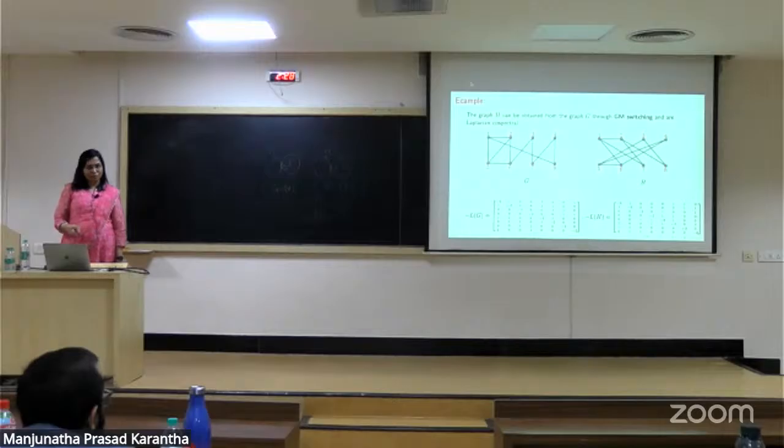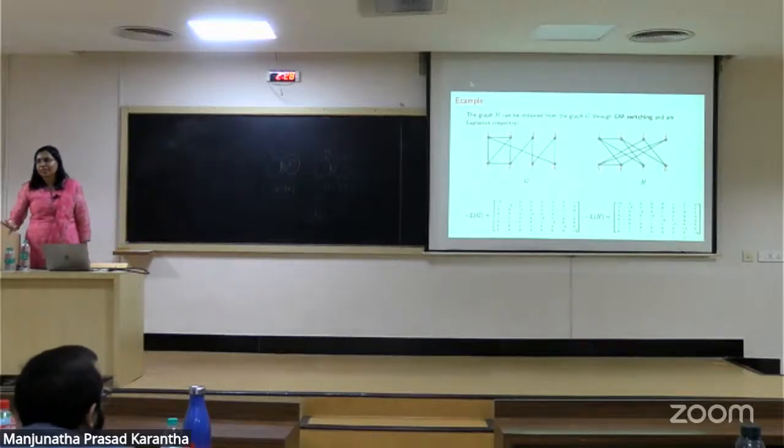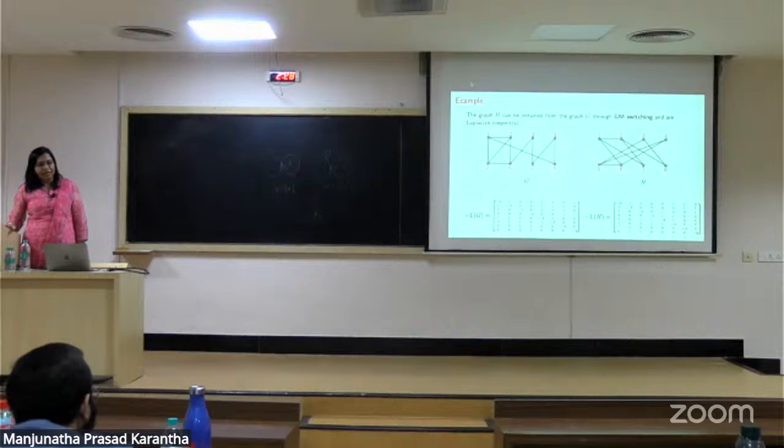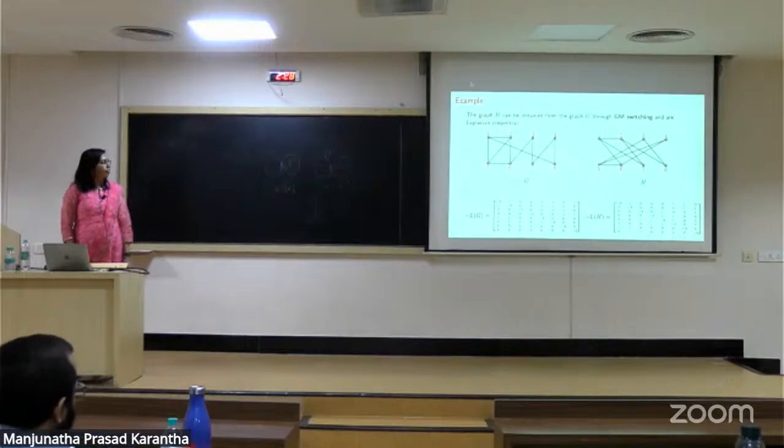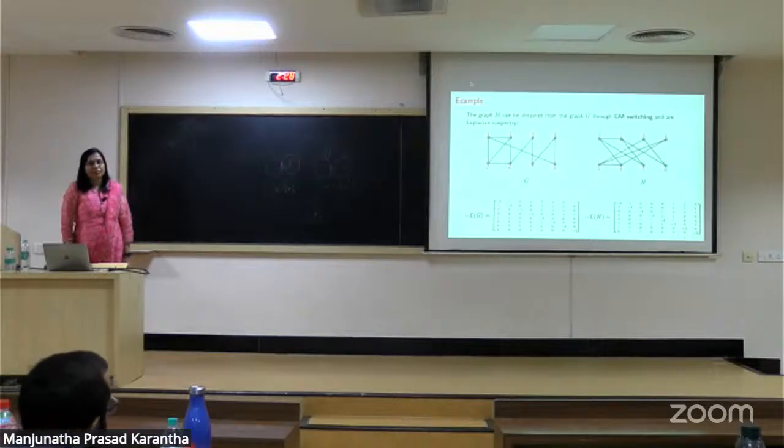P is 4 cross 4, right? P should be the symmetric matrix with constant rows and columns. And here M is the matrix which is the 4 cross 4 block on the right. Okay.